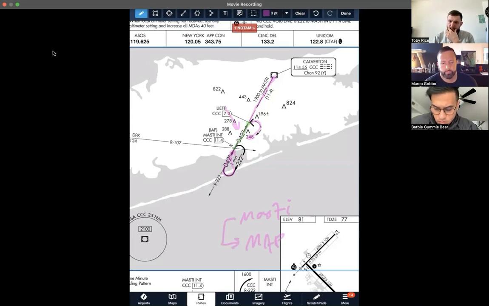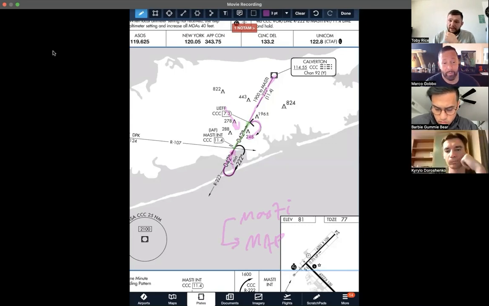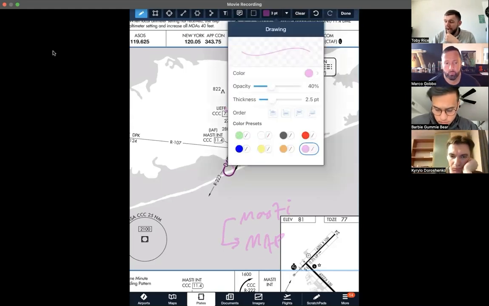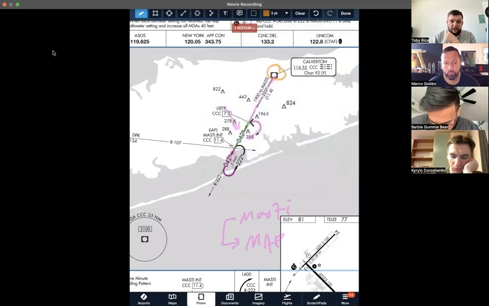Make sense? Yeah, it's going to be a lot easier. And the thing is, GPS makes this so much easier. Literally all you have to do on the GPS is get to Calverton. Heck, you don't have to get to Calverton if you're on the GPS.